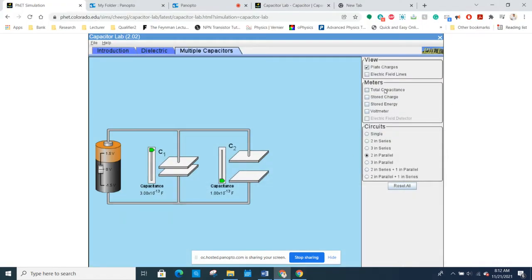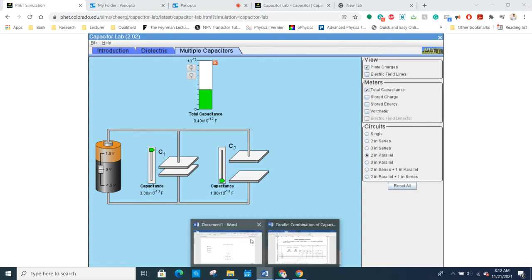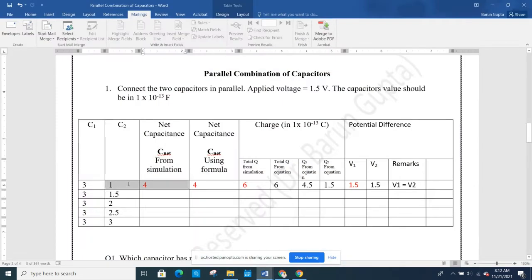Here it is asking you to calculate the net capacitance from simulation. To read the simulation number, what it shows here is 0.4 times 10 to the negative 12, which means it is 4 times 10 to the negative 13. So simply come here and write down 4. Then using the formula, it would simply be equal to 3 plus 1, that is 4.